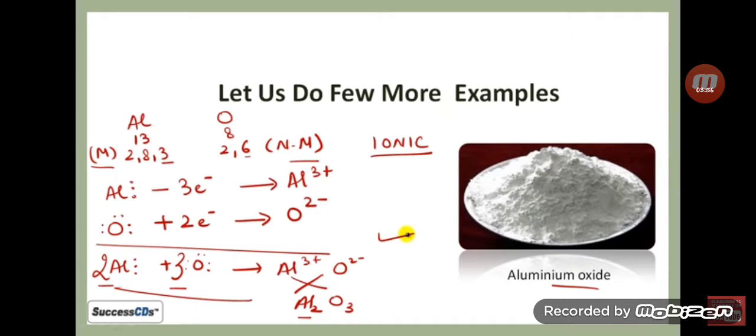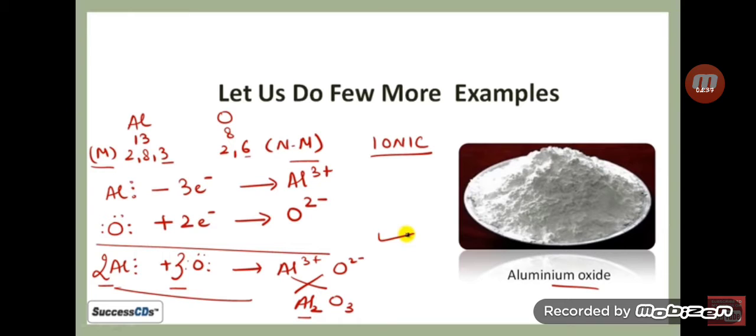So let us see another example. Aluminium and oxygen. Aluminium oxide. Now aluminium, the atomic number is 13. Here the electronic configuration will be 2, 8, 3. That means 3 electrons are there in the outermost shell. And for oxygen, the atomic number being 8, the electronic configuration is 2 and 6. That means it is a non-metal. Now here you can see aluminium has 3 electrons extra. That means it can give 3 electrons.